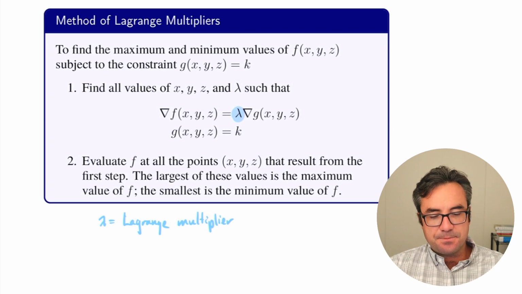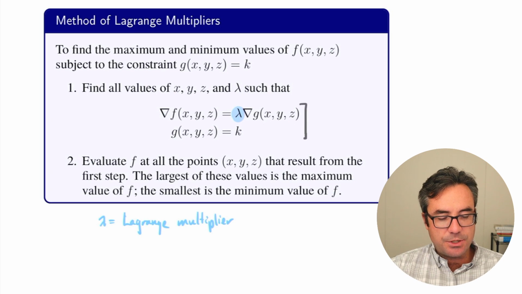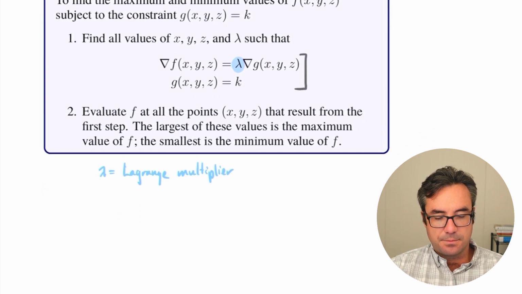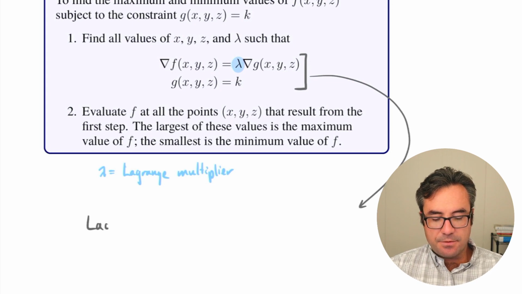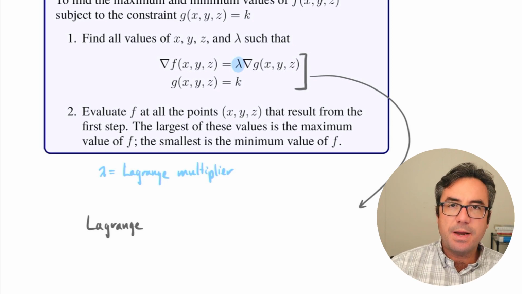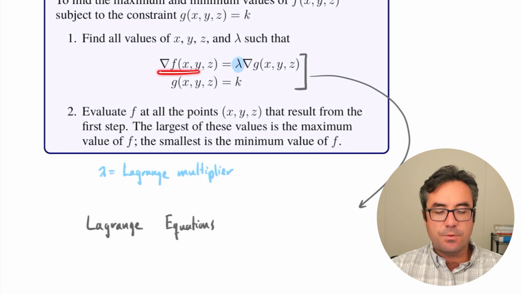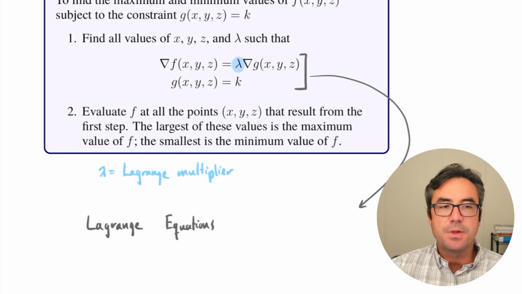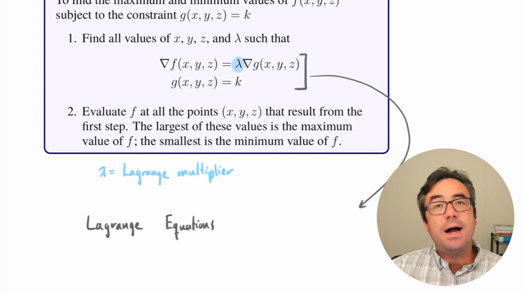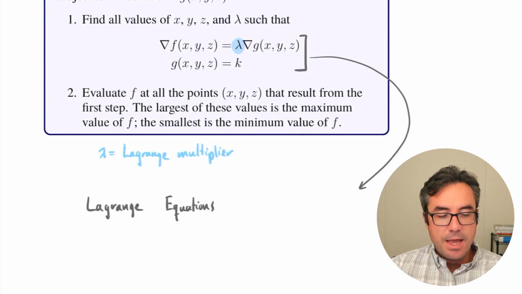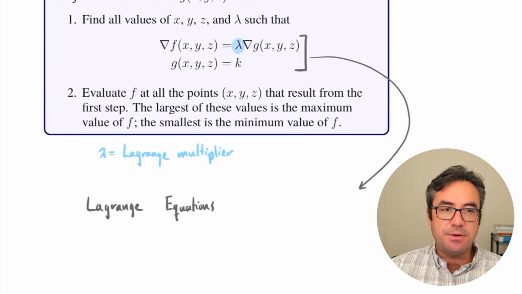Now when we do this, let's write out what these Lagrange equations are going to look like. We're going to have 3, maybe 4, Lagrange equations, depending on how many variables we're working with. Let's write out the gradient of function f. Well, it's f partial x, f partial y, f partial z. And the gradient of function g is g partial x, g partial y, g partial z.